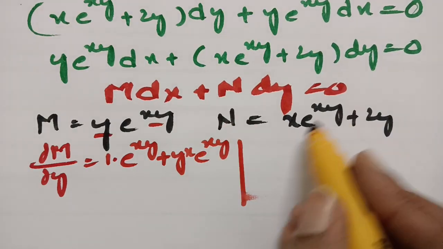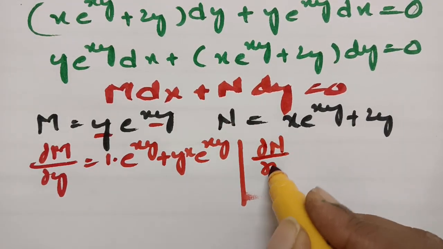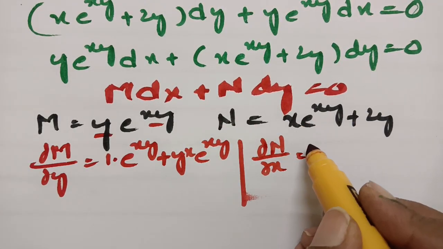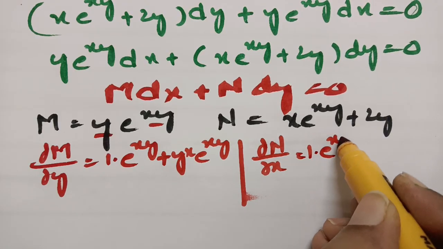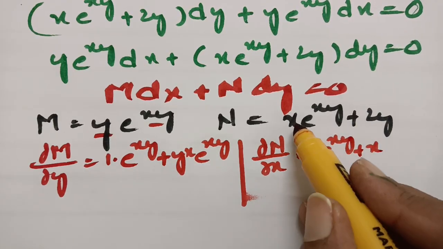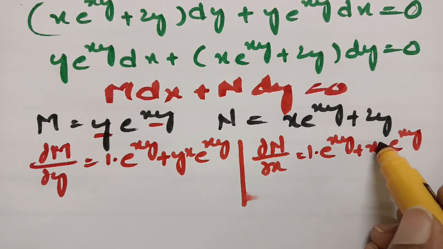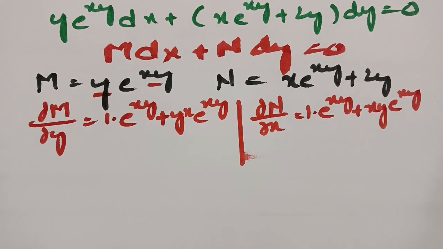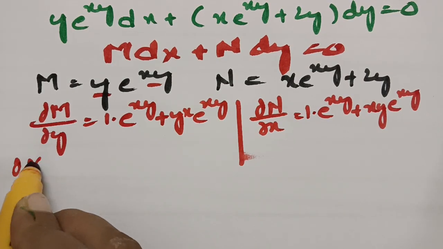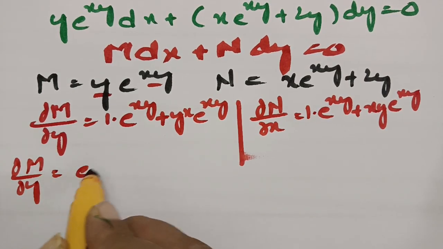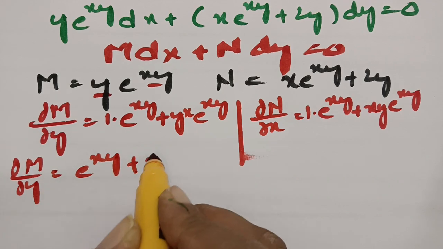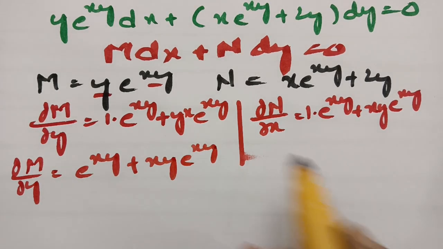Clear? And for N, we have to take the derivative with respect to x. So here there is x, keep it 1, and e^(xy). Now we leave x here, and for e^(xy) this is e^(xy). For x it is 1. What is left over? Y. And if you write it properly, ∂M/∂y is equal to e^(xy) plus xy e^(xy).